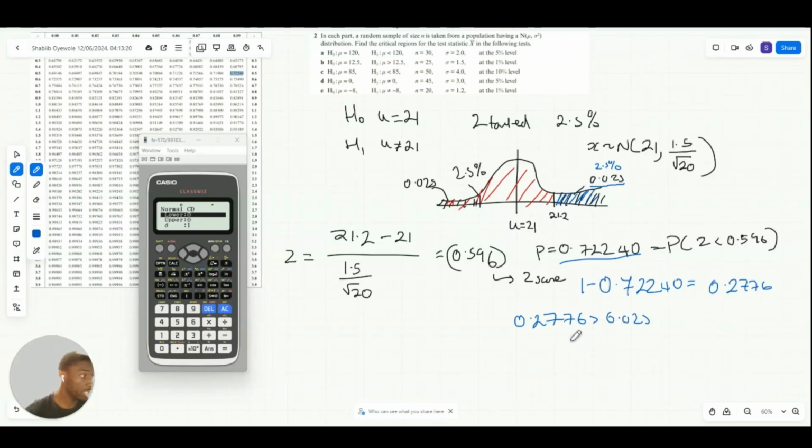Now, given my answer is 0.2776, and that is greater than 0.025, I can work this out using the calculator, and I will get the same result. So let's use the following.